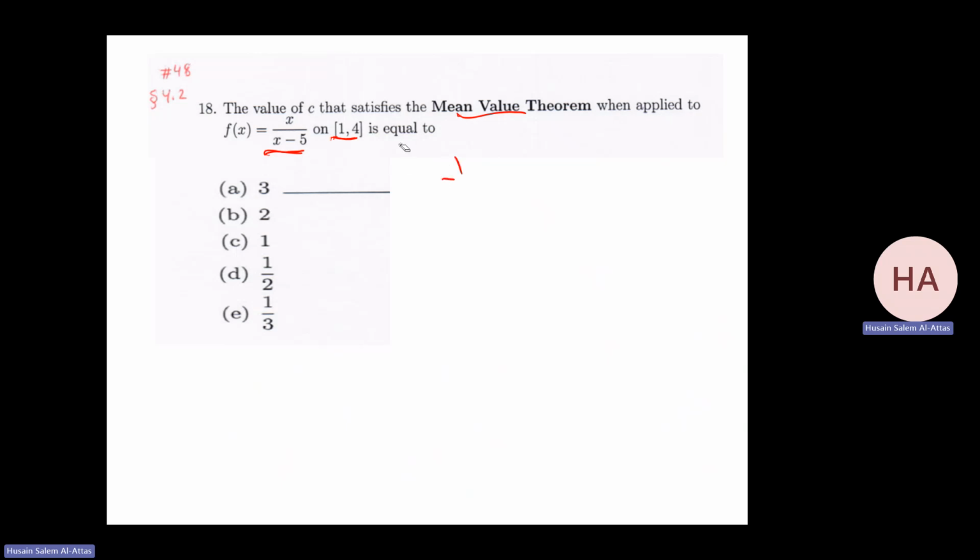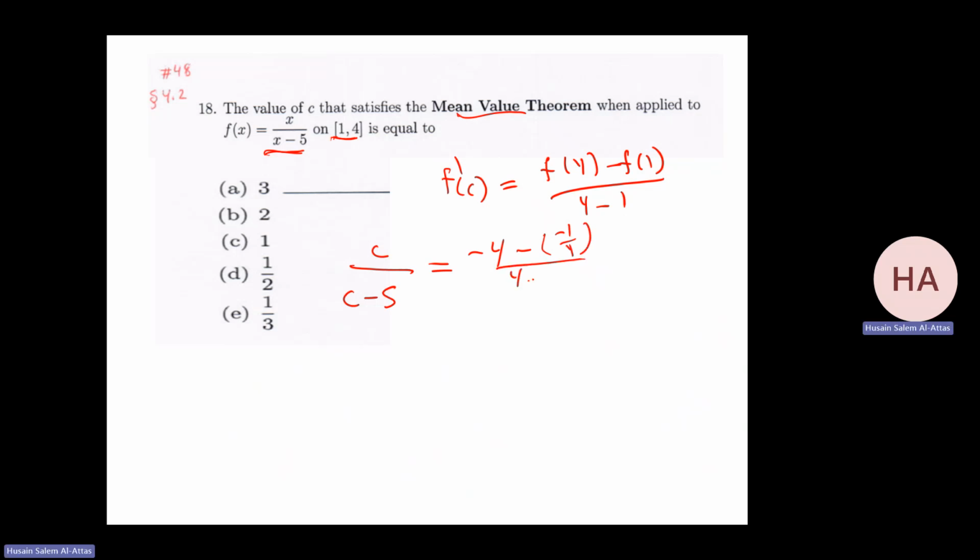So f prime at c will be f of 4 minus f of 1 over 4 minus 1. f prime at c, so I have c over c minus 5 equals. f of 4 will be 4 over minus 1, which is minus 4. I have 1 over 1 minus 5, which is minus 1 over 4. Over 4 minus 1. So that gives me minus 4, no, this is plus, minus 4 plus 1 over 4. That gives me minus 15 over 4 over 3. So it will be minus 15 over 12. Divide by 3: minus 5 over 4.